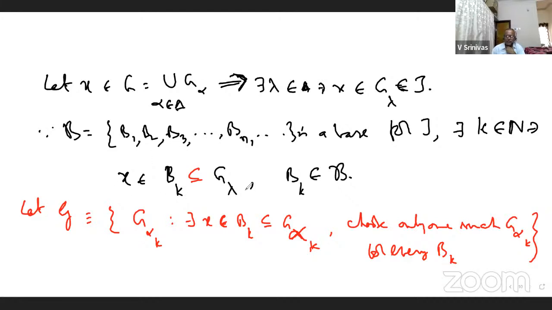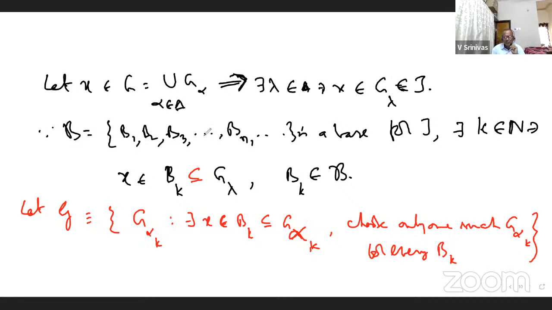Now you look at this expression. Out of all these G lambdas, in some situations there may be more than one. So for a fixed BK, there may be more than one G lambda. You take only one G lambda for every BK, and that's what I have written here. There exists an X belonging to BK contained in G alpha K. Choose only one such G alpha K for every BK. You take only one G lambda, call it G alpha K. For every suffix here, you are taking only one set.